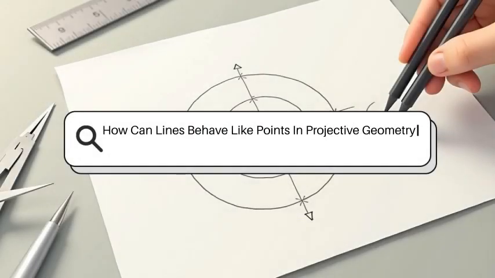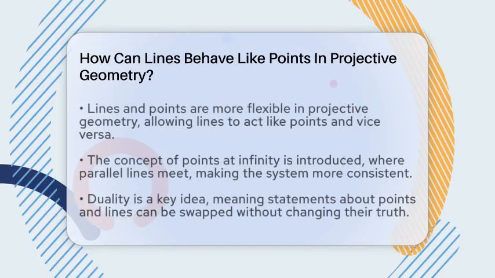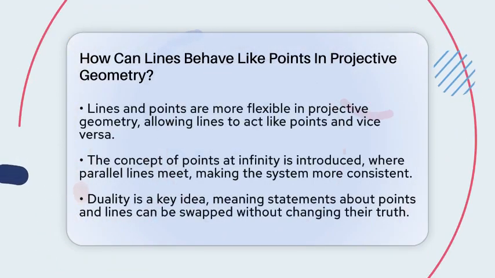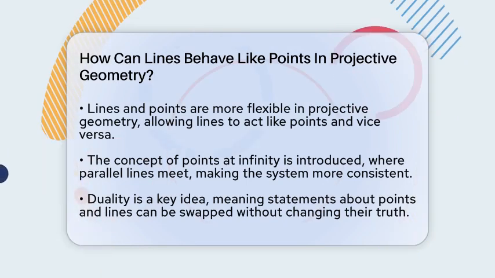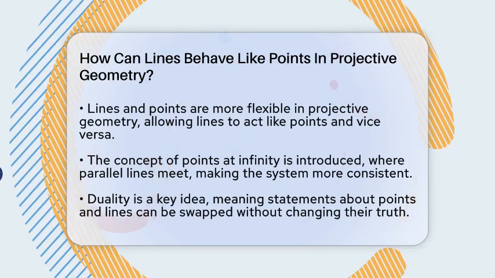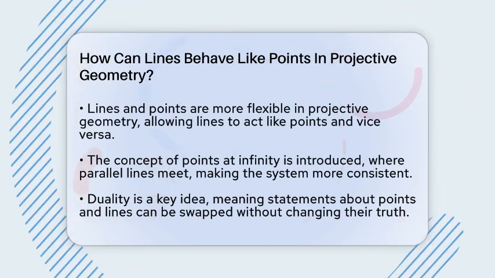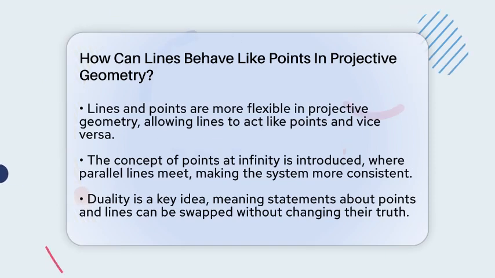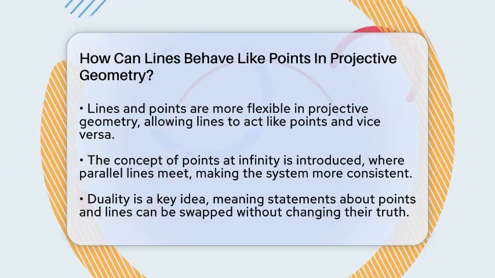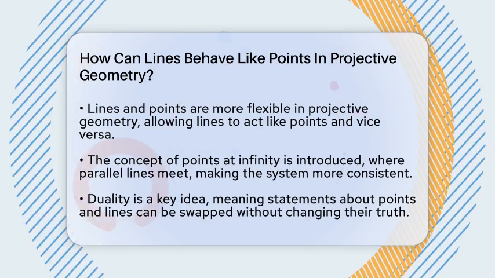How can lines behave like points in projective geometry? Imagine a world where lines and points are more flexible than in the usual geometry you know. In this world, lines can act like points, and points can act like lines. It sounds strange, but it is exactly what happens in projective geometry.